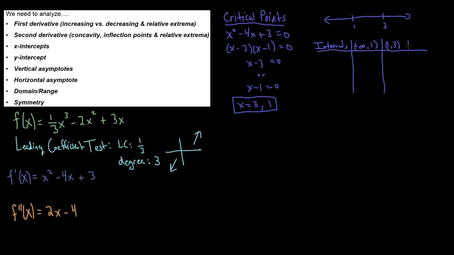Because those are critical points, which probably is going to mean there's a horizontal tangent line. If there's a horizontal tangent line at that point, it's not increasing or decreasing at those points. So we use open intervals. Then we want to pick a test point from each of those intervals.